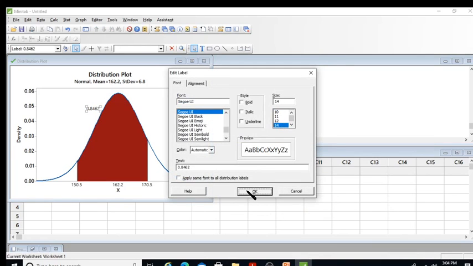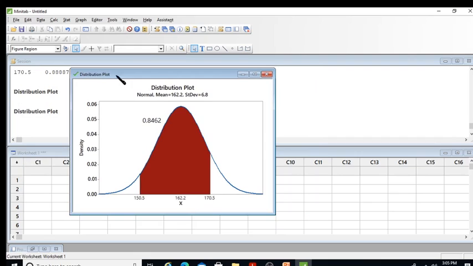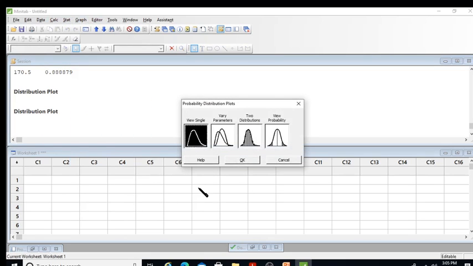I can increase the font size, and I can see that this would be the corresponding area when your random variable lies between 150.5 and 170.5. So that is representing 84% of the area under the curve. So this is how one can calculate probability using this normal distribution. And with different graphs, you can see the variation of the different parameters.